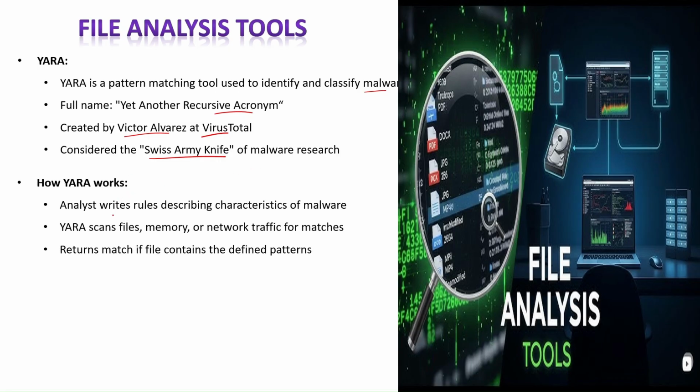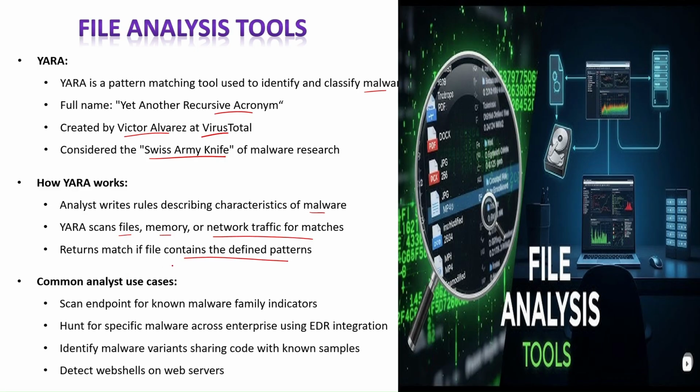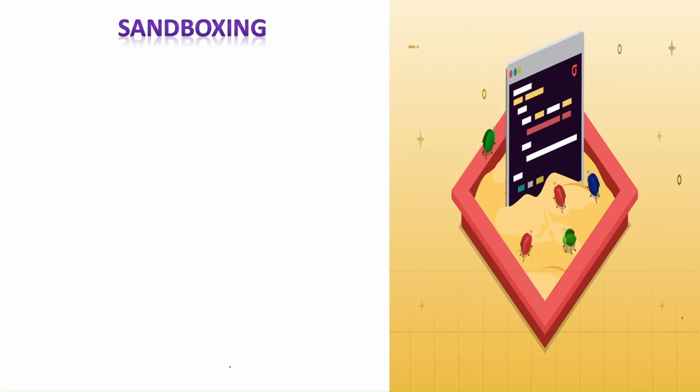How does YARA work? The analyst writes rules describing characteristics of malware. YARA scans files, memory, or network traffic for matches and returns a match if the file contains the defined pattern. Common analyst use cases include scanning endpoints for known malware family indicators, hunting for specific malware across the enterprise using EDR integration, identifying malware variants sharing code with known samples, and detecting web shells on web servers.